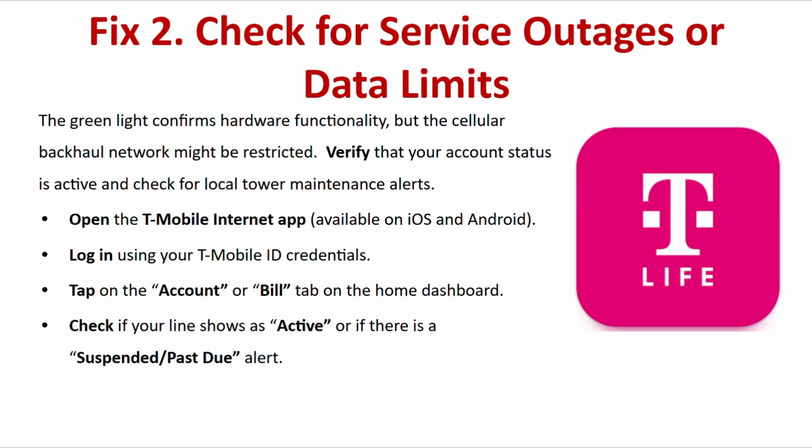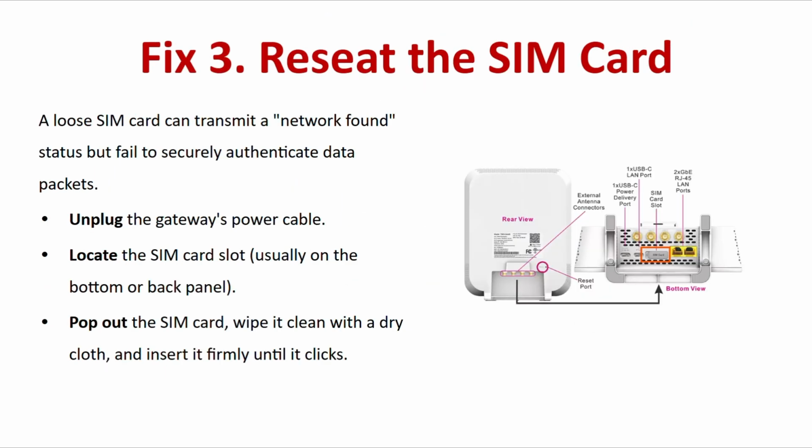Fix 2. Check for service outages or data limits. Open the T-Mobile Internet app available on iOS and Android. Then log in using your T-Mobile ID credentials. Now tap on the Account or Bill tab on the Home dashboard and check if your line shows as active or if there is a suspended/past due alert.